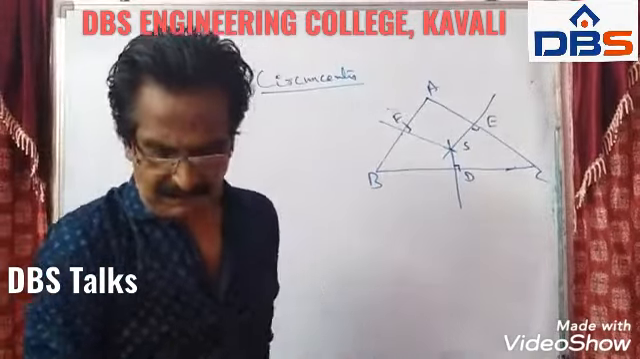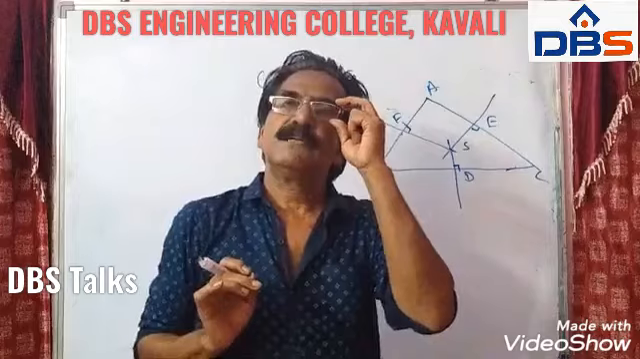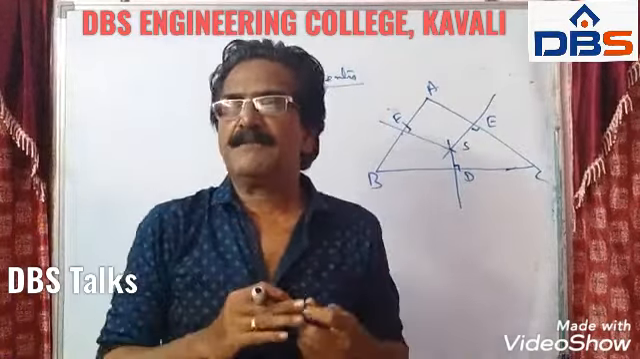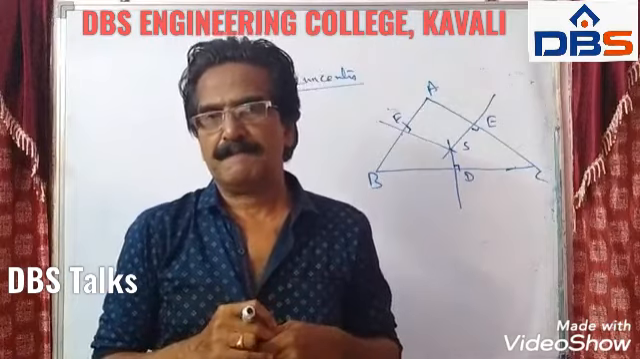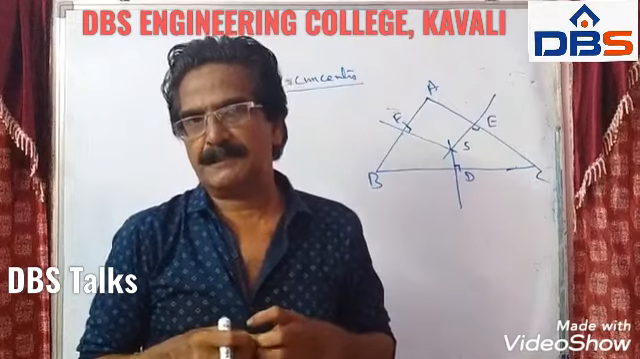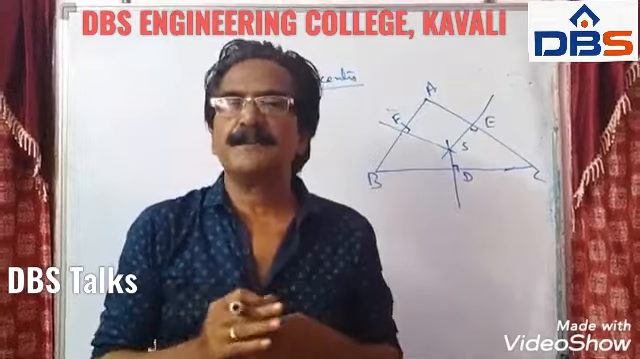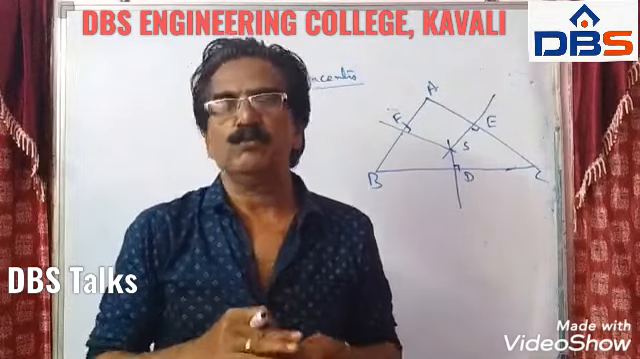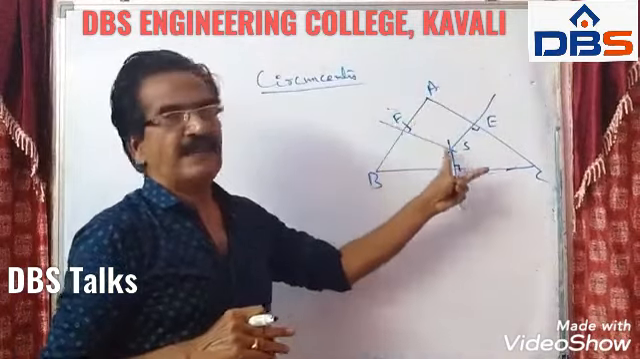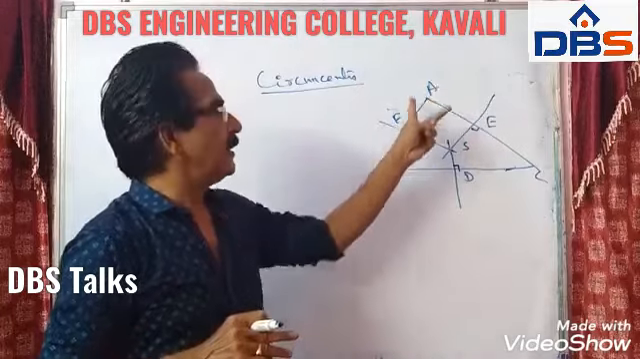Friends, first let us find one equation. What is that equation? Equation of the perpendicular bisector. Equation of the perpendicular bisector of the line joining the points x1 y1 and x2 y2. We can find the equation of SF if A and B are known.